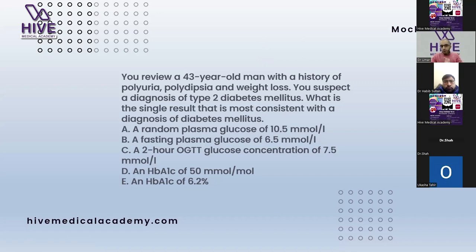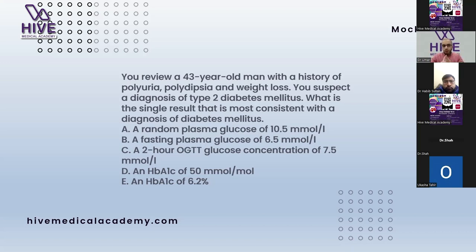So you're reviewing a 43-year-old man with a history of polyuria, polydipsia, and weight loss. You suspect a diagnosis of type 2 diabetes. What is the single result that is most consistent with a diagnosis of diabetes mellitus?